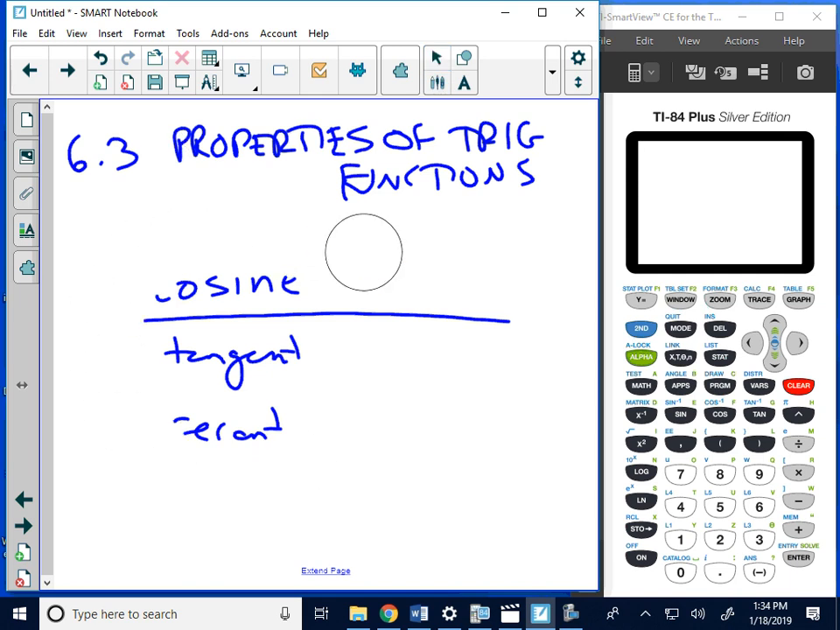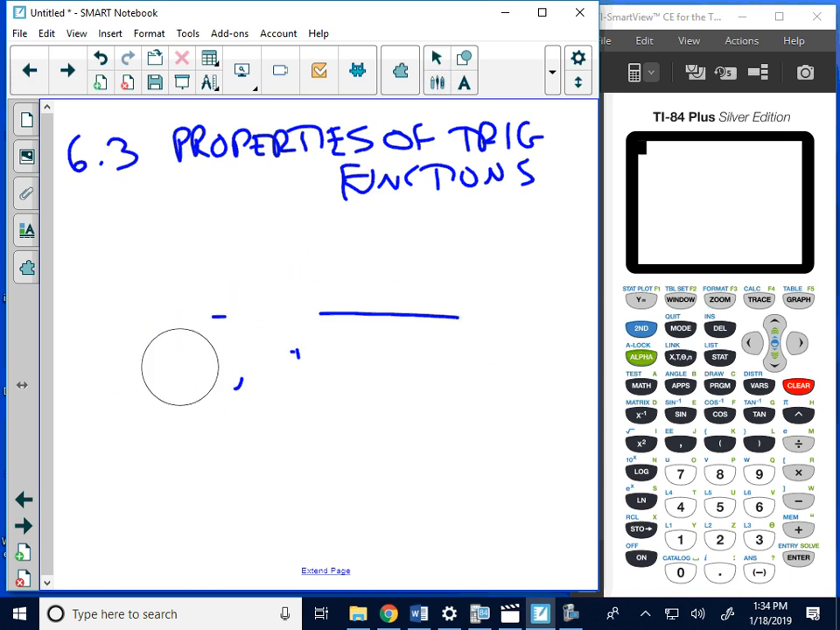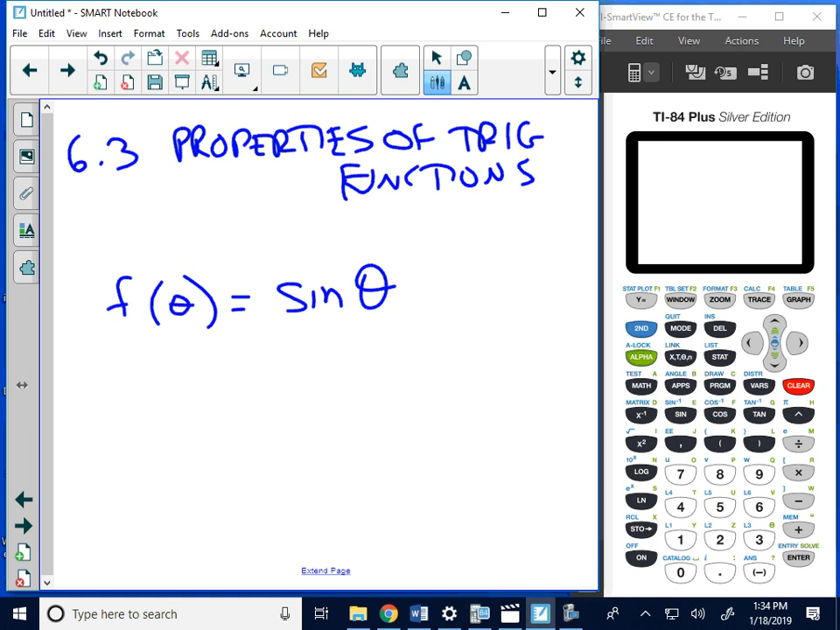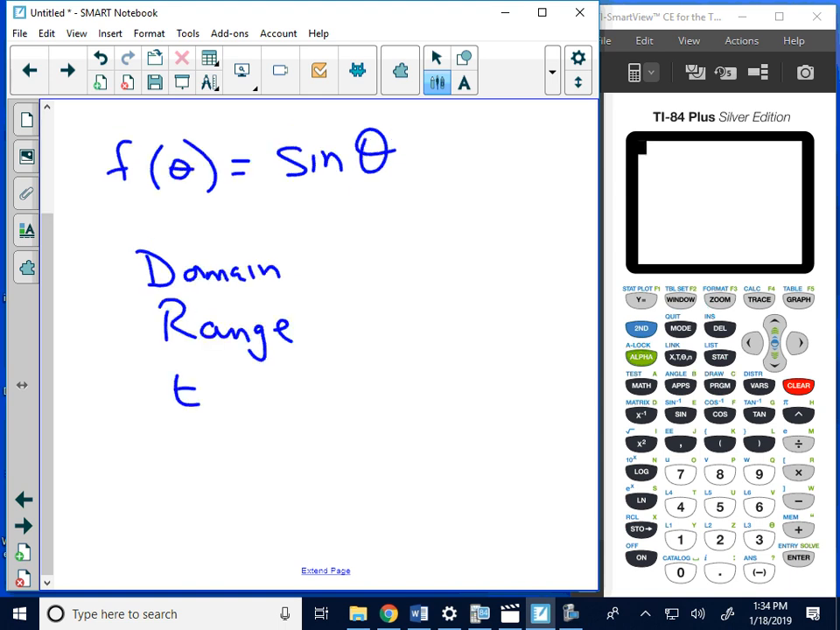What do we mean by properties? Well, if you go back to your library function, let's suppose we have this function. I'll call it theta. It's a function of theta, and we'll do the sine of theta. So what do we mean by properties? Well, things like domain and range. So you got to know that. It would be nice to know the zeros. We're not going to get into the zeros today, probably not till section 6.4. But you should know whether this is even or odd.